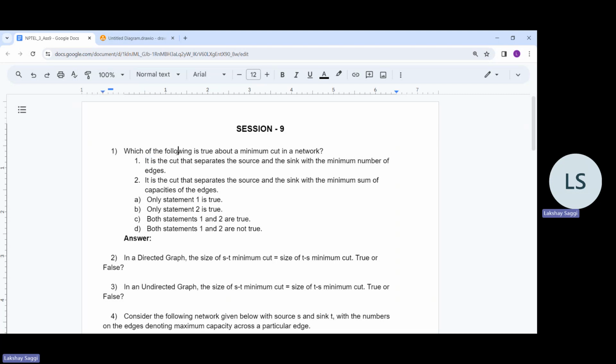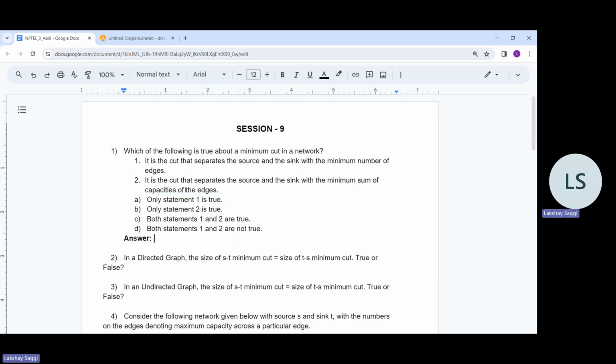The first problem asks which of the following is true about a minimum cut in a network. It's more of a definition based problem. The two statements which claim what a minimum cut is: statement one says that it is the cut that separates source and sink with the minimum number of edges, and statement two says that it is the cut that separates the source and the sink with the minimum sum of capacities of edges. Note that a cut, as we already know, separates source and sink in the graph. It's a set of edges which when deleted separates out the source and the sink in the graph. Statement one says that this cut has the minimum number of edges, and statement two says that this cut has the minimum sum of capacities of the edges.